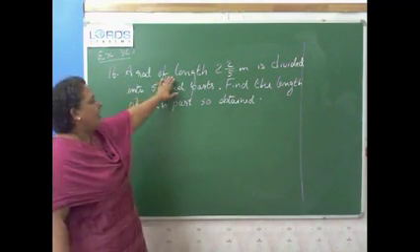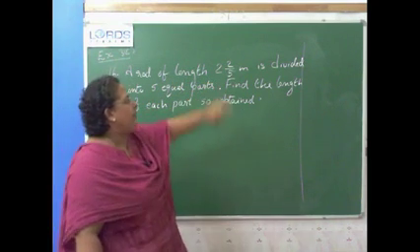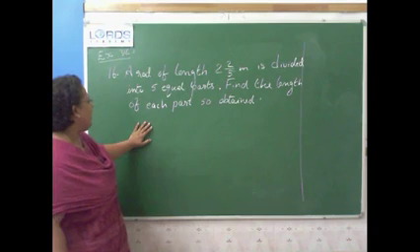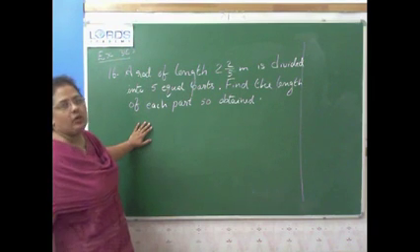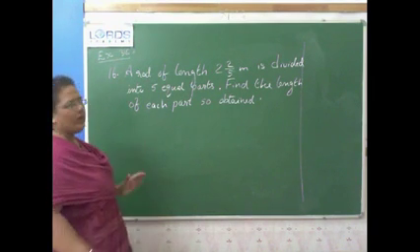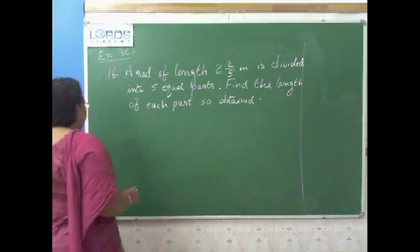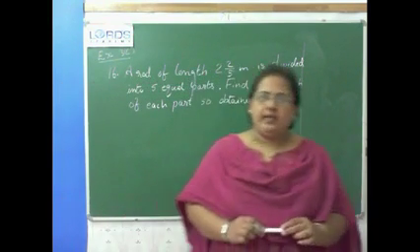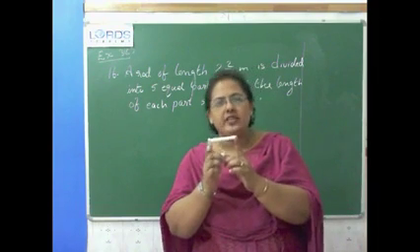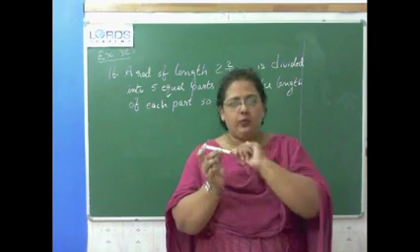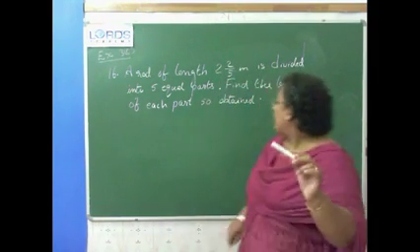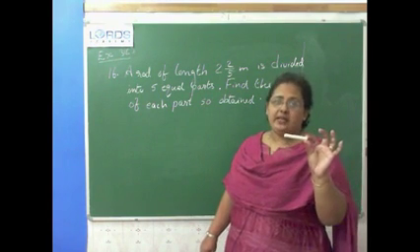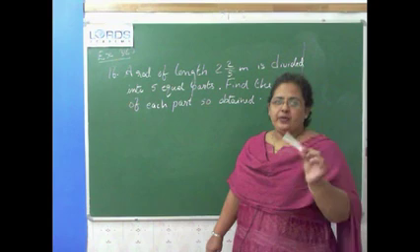A rod of length 2/5 meters is divided into 5 equal parts. Find the length of each part so obtained. That is, one big rod is there. That rod is divided into 5 equal parts, and we have to find the measure of each part. What is the length of each part?